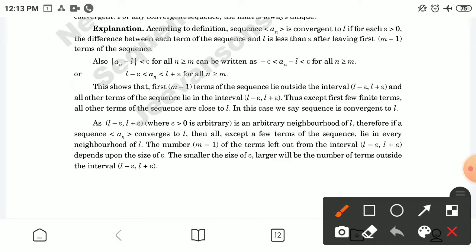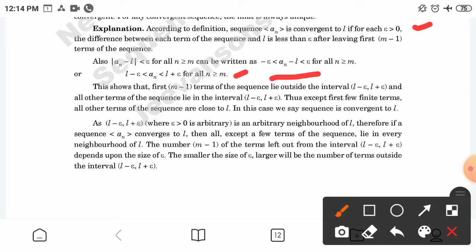Making the explanation: according to the definition, a sequence a_n is convergent to L if for each epsilon greater than 0, the difference between each term of the sequence and L is less than epsilon after leaving the first m minus 1 terms of the sequence. Also |a_n minus L| less than epsilon for all n greater than or equal to m can be written as a_n minus L is between minus epsilon and epsilon for all n greater than or equal to m, or we can say a_n is between L minus epsilon and L plus epsilon for all n greater than or equal to m.